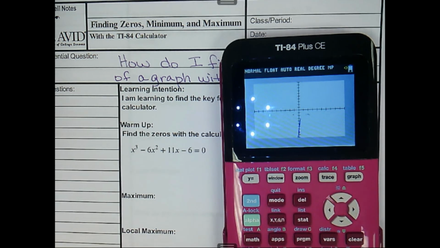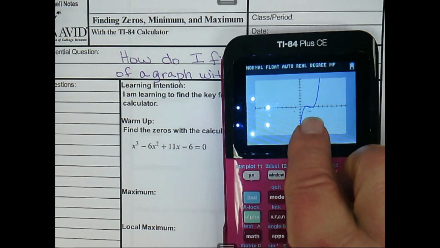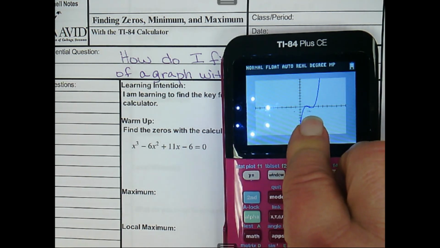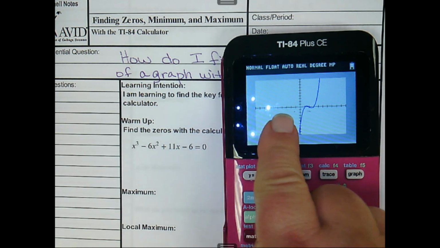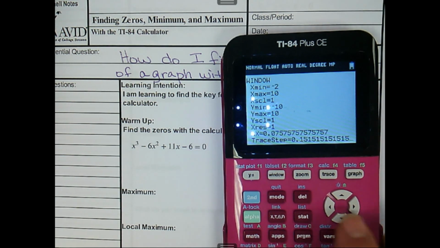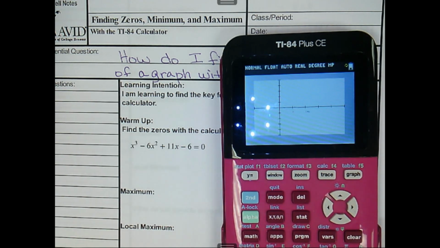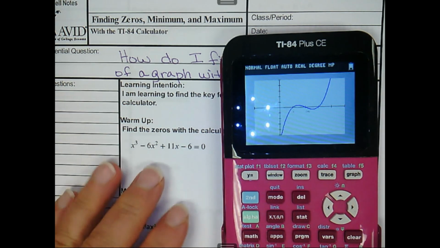Okay, I've got this as a zoom standard, and it looks like I need to be able to see this piece in here closer. So if I start at about -2 and go to 5 on the x values, and then on the y values, I will go from -5 to +5. Once I graph, I should be able to see it better. And now you can see where it goes across. You've got a little bit more distance, so you can easily find it with the second and trace button.